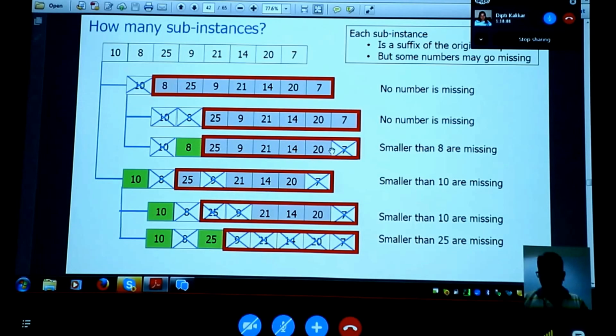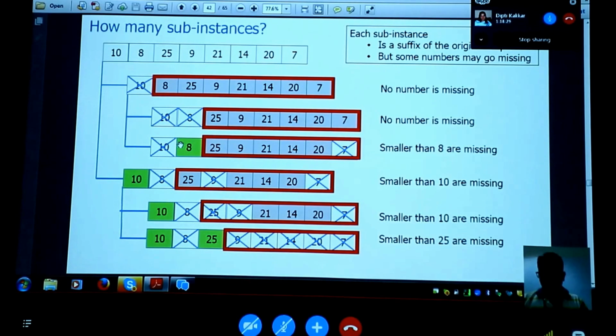It's not really a suffix. Okay, it's a bit contiguous, but it's not really a suffix. It's missing something from being a suffix. But that missing number is less than 8. With all the missing numbers here, in this case only 1, they're all smaller than that 8, some number which we have already seen.